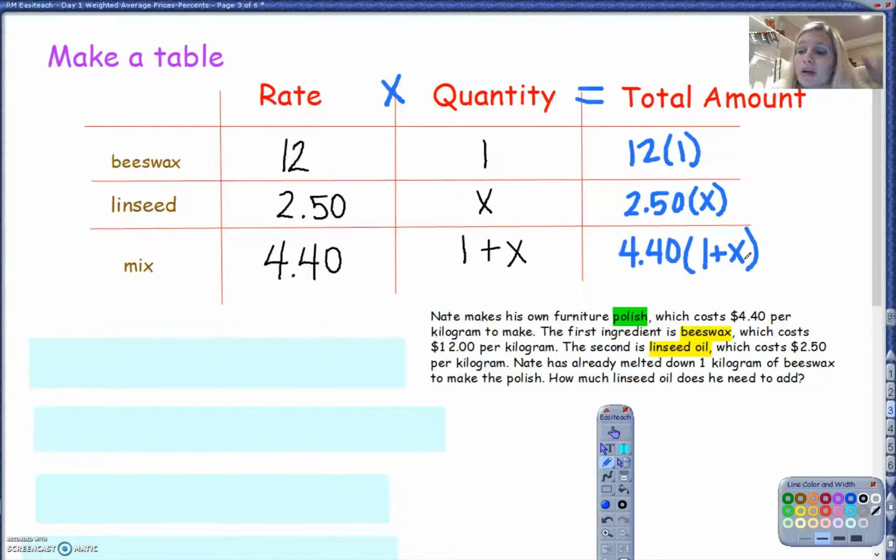Now, in order to write our equation, you have to realize that going down your columns, you're going to do your beeswax plus your linseed oil. So we're adding over here, and it should equal your mix. So I'm going to add these two numbers and set it equal to that. This is where you get the equation from.